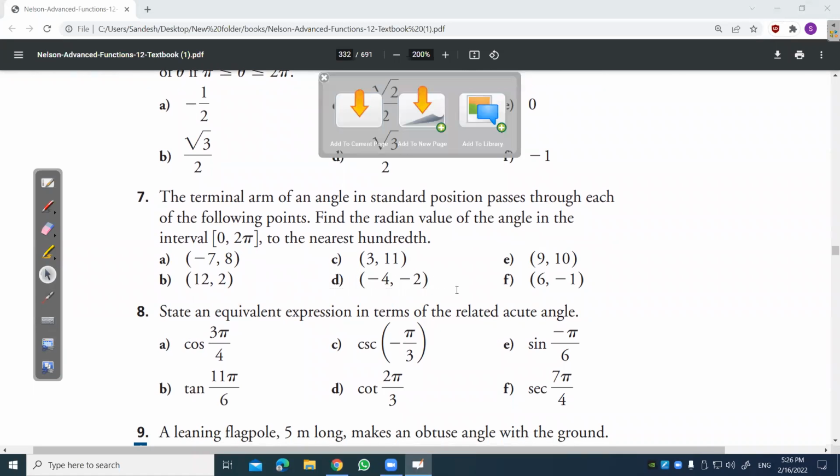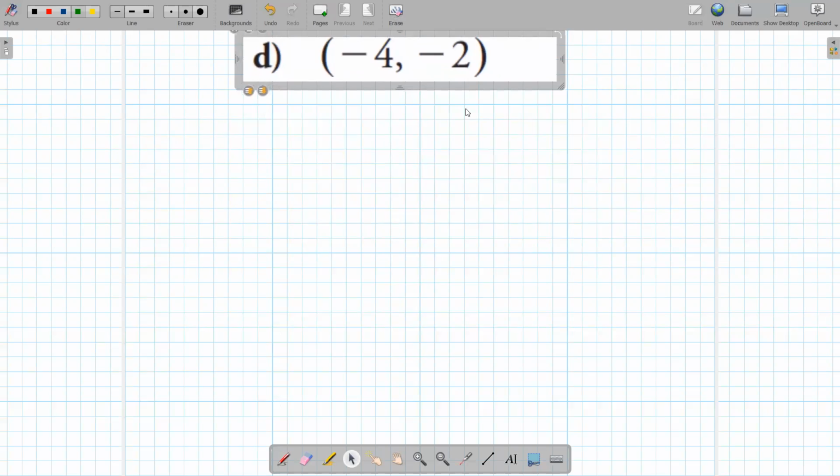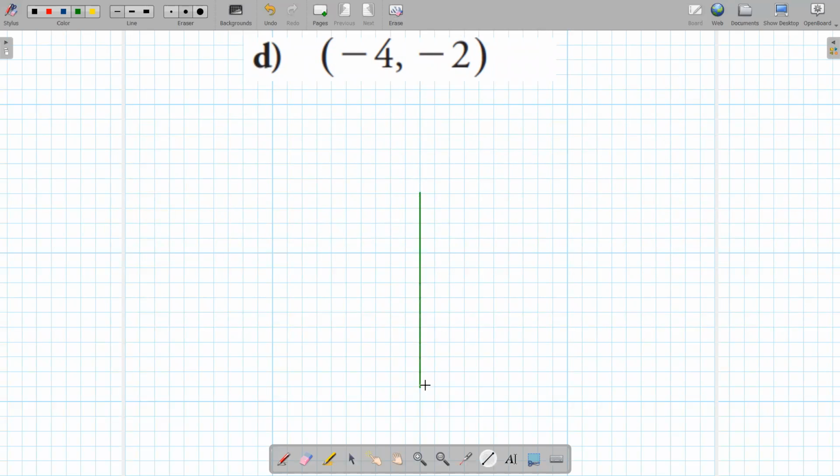Do one more here. Let's do this one. -4, -2. Which quadrant is this in? It's going to be in quadrant 3. Right. So again, we're going to draw a triangle. Let's say this point is -4, -2. So the height of this triangle is 2 units. The length of this triangle is 4 units. And this is going to be our alpha, the related acute angle. So to find that, we just do tan inverse of 2/4, or -2/-4, or the absolute value of that. Just the positive, we're only interested in positive numbers. And that gives us 0.46 as a related acute angle.